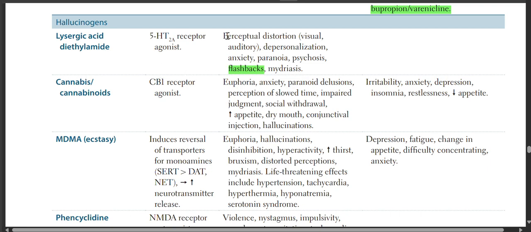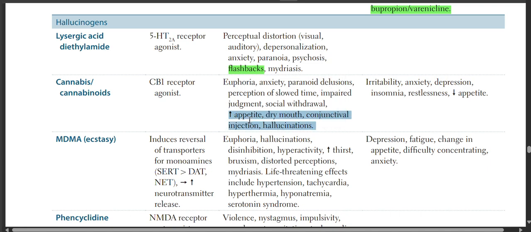Additionally, hallucinogens can also cause perception distortion, depersonalization or derealization, and paranoid psychosis, but these are pretty non-specific because all of the hallucinogens can cause something similar. Next, we have cannabis. Now, the things you want to remember about cannabis are all these ones.